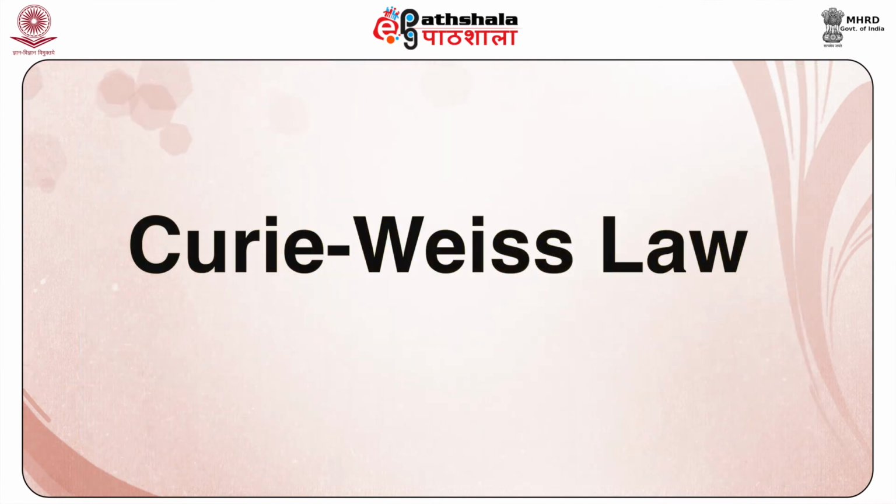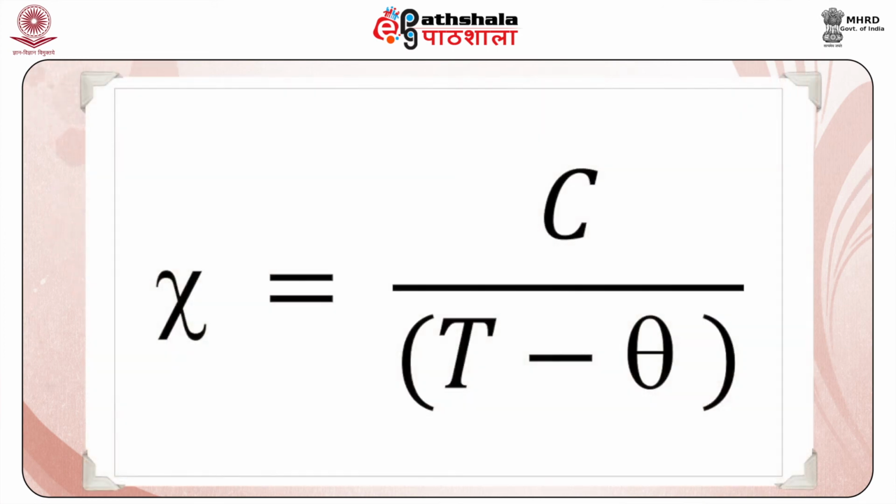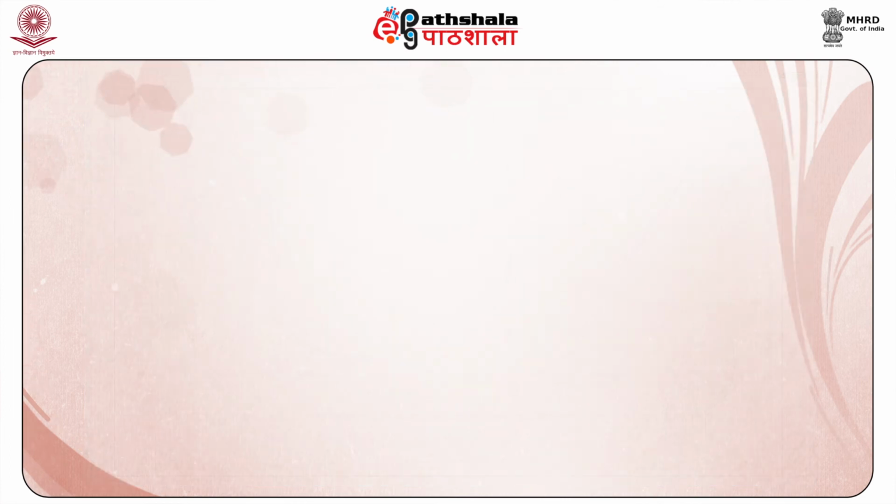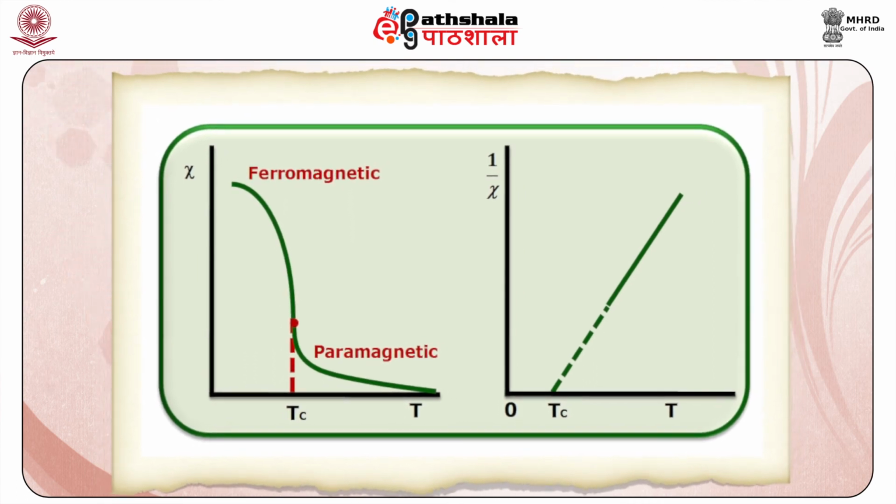Curie-Weiss law. For such systems, Weiss obtained the following expression theoretically by considering mutual interaction of the elementary magnets or molecular magnetic fields. Chi is equal to C upon T minus theta. This relation is termed the Curie-Weiss law, where theta is referred to as the molecular field constant or Weiss constant, and C is called Curie's constant.